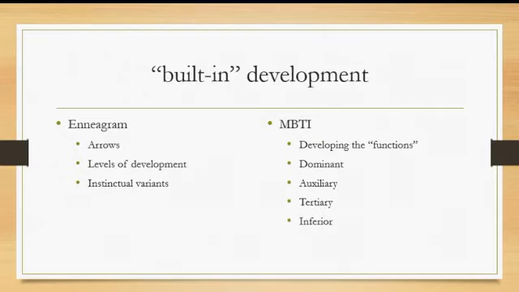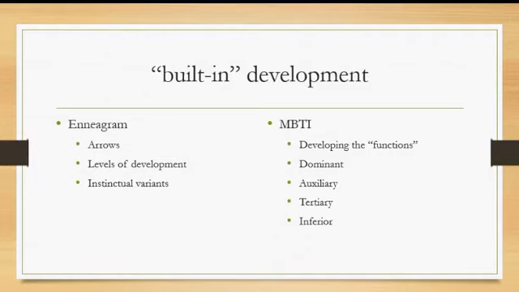So, a lot of people think incorrectly that both of these are static, in terms of there's no room for development. But in fact, both models have a built-in development trajectory as part of the model. So in the Enneagram, there are concepts called arrows, the levels of development, and instinctual variance. So it's not just about these nine numbers. There's room and orientations to grow that's part of the system.